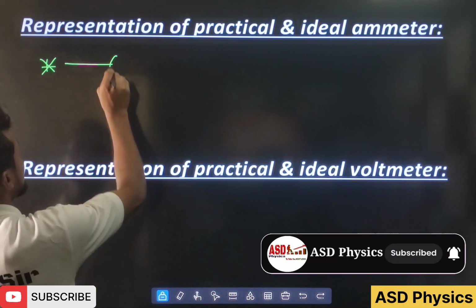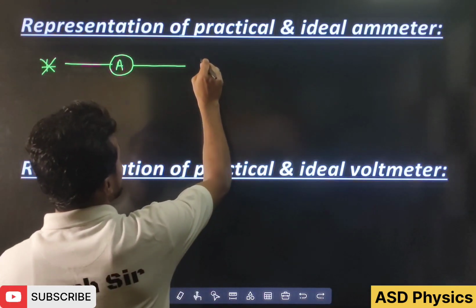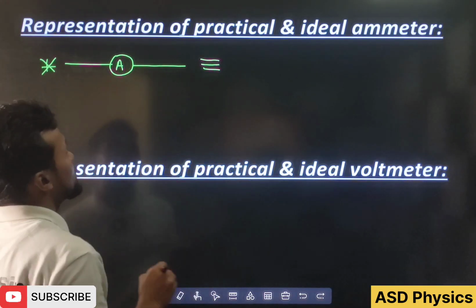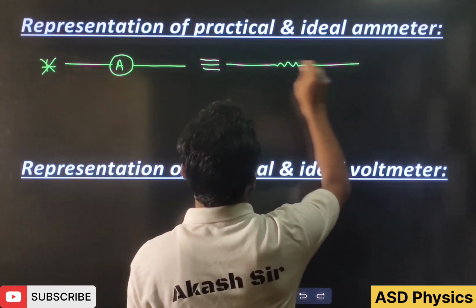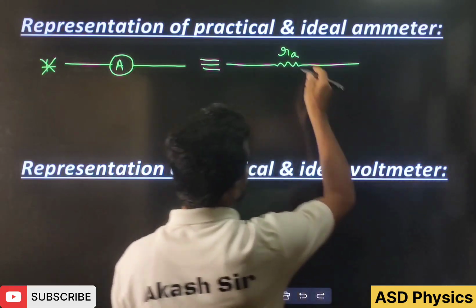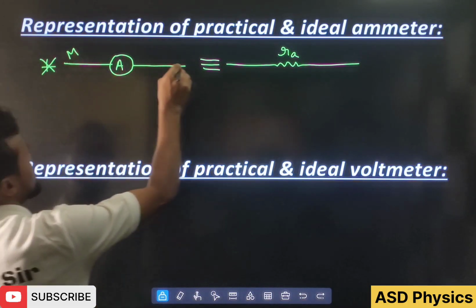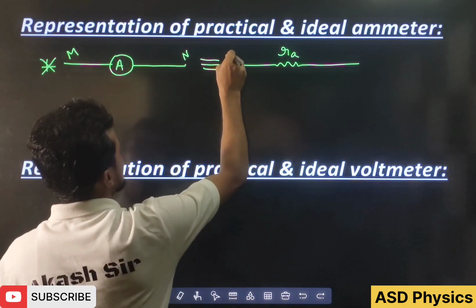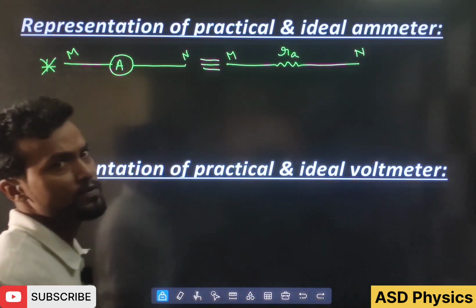So let's take that anywhere in a circuit this ammeter is given. A practical ammeter has some resistance, and this ammeter will be replaced by one resistance RA. Remember that this RA is very small. This is the terminal MN. So wherever an ammeter is connected, you will just replace it with the resistance of the ammeter.